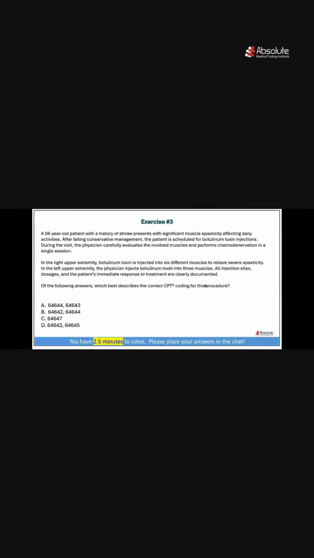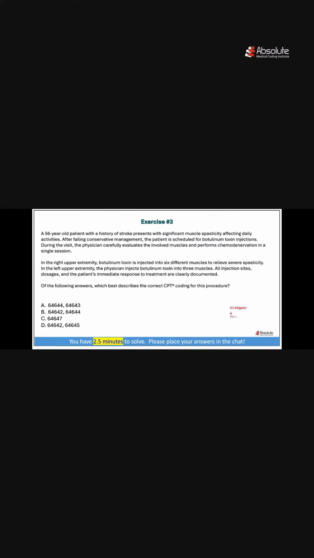Of the following answers, which best describes the correct CPT coding for this procedure? Option A, 64644. Option B, 64642, 64644. Option C, 64647. Option D, 64642, 64645. A 56-year-old patient with a history of stroke presents with significant muscle spasticity affecting daily activities. After failing conservative management, the patient is scheduled for botulinum toxin injection.